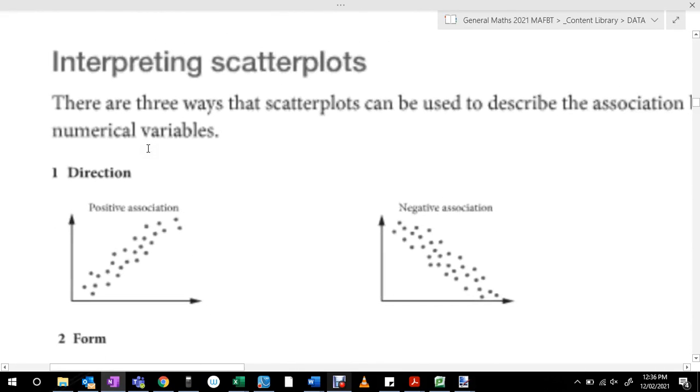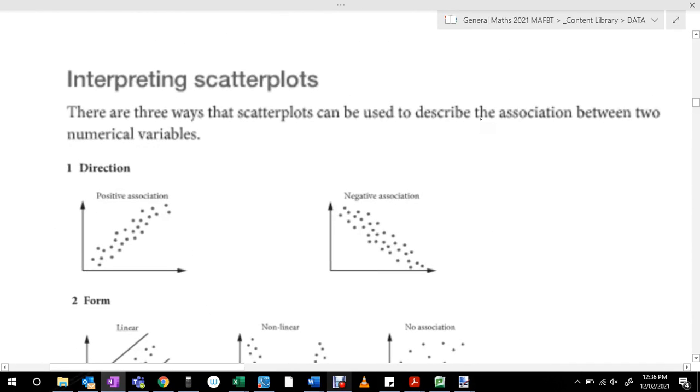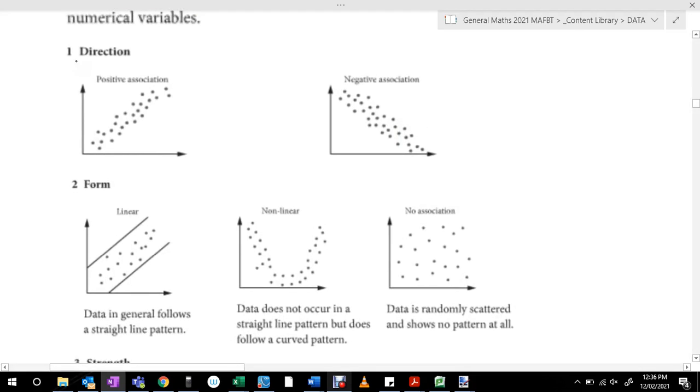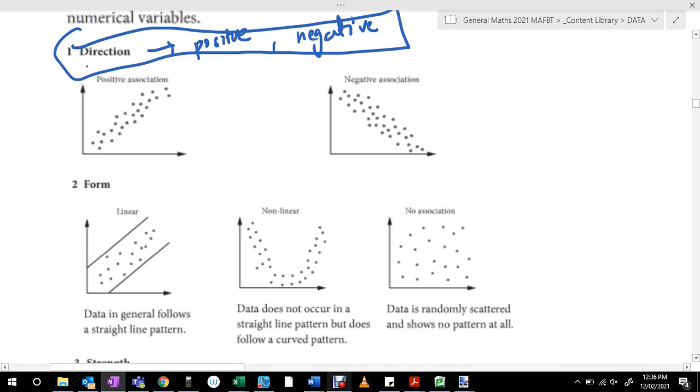So there are 3 ways that we have to describe the association. Whenever you see the word association, this is when you're starting to describe the graph. There's 3 things that you have to talk about when it comes to association. Direction is the first one, and you've got 2 options for direction: either positive or negative. I would highly recommend that you write this down, at least the direction. Write that down for me.